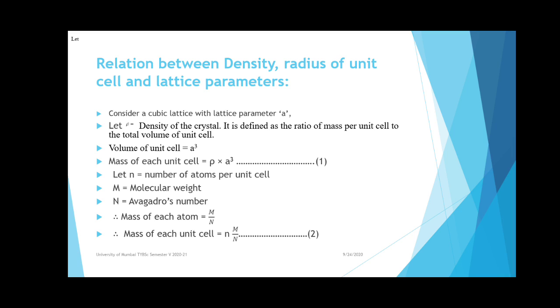Mass of each unit cell is equal to what? Rho into a cube. Rho into a cube. That means in this equation number 1, we have rearranged the equation of density. Density is equal to mass upon volume. Right? Mass upon volume.